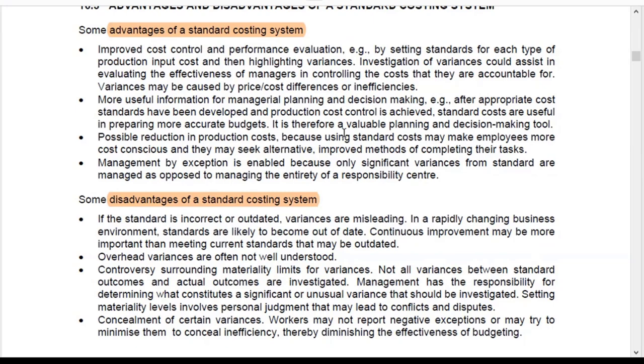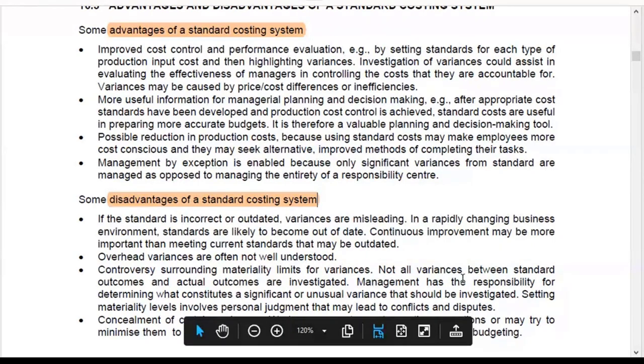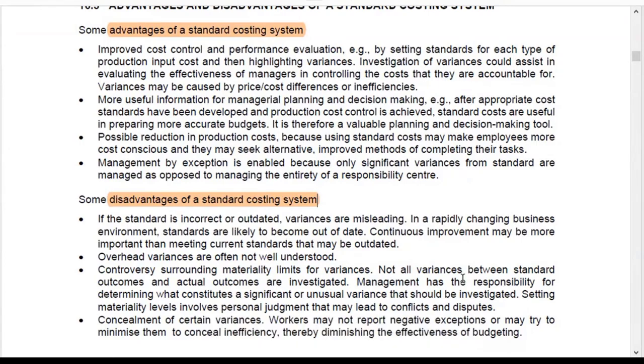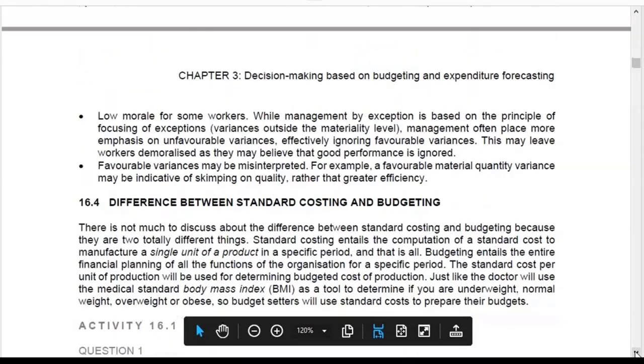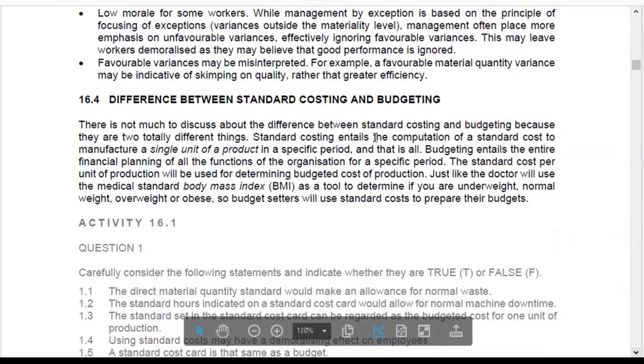Okay. Your disadvantages: overhead variances are not well understood. Some people don't understand certain variances. Workers may not report negative exceptions, which happens, right? Because this system is so detailed, you find that your managers might hide things from you, because it is so specific and detailed that it can pinpoint where they fell short. All right. So that's standard costing. And also, low morale of some workers might be too evident from your standard costing.